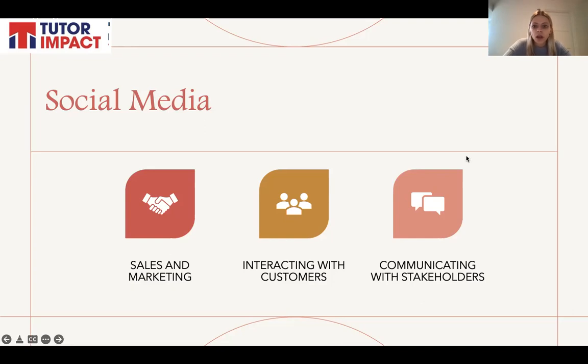And the last point we're going to talk about is using social media to communicate with stakeholders. Media platforms such as LinkedIn can be used to make contact with other businesses and network with relevant people and organizations. Many businesses now use social media as part of their recruitment process, not just for advertising vacancies, but also to gain an insight into any applicants by looking at their social media activity.